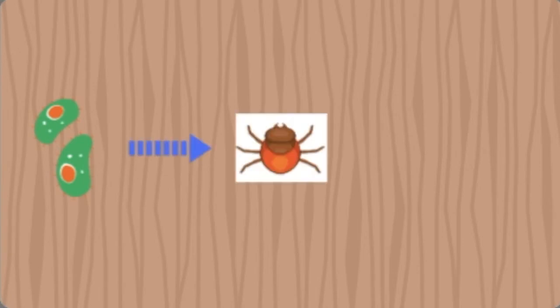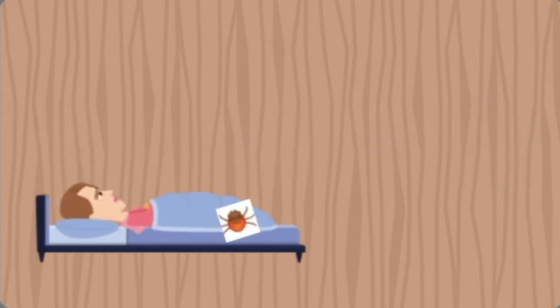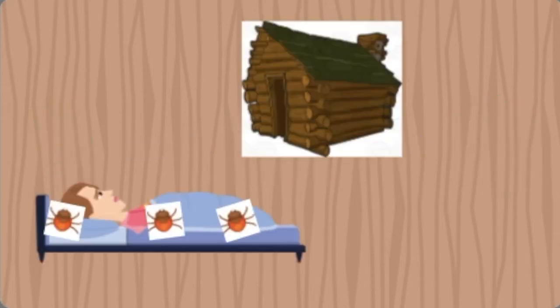Tick-borne relapsing fever occurs when Borrelia bacteria are transmitted to humans by exposure to the bite of an infected Ornithodoros soft tick. A soft tick's bite is brief and painless and usually lasts about half an hour. Humans come into contact with the soft ticks when sleeping in rodent-infested cabins or rustic buildings.